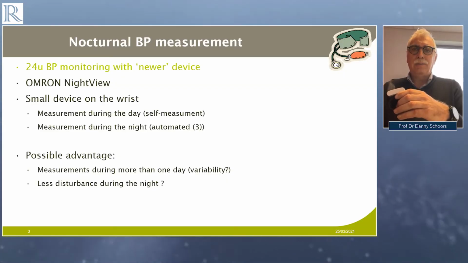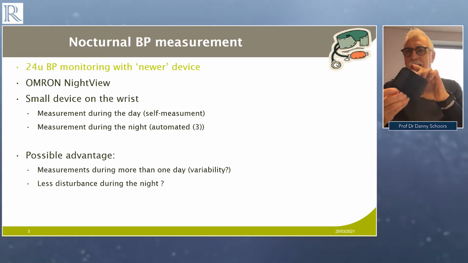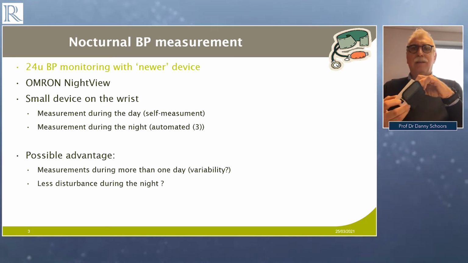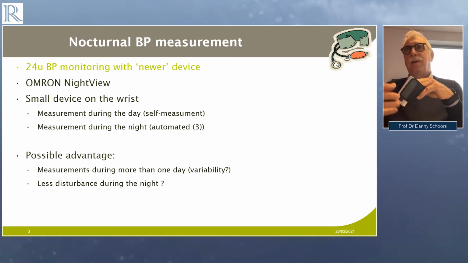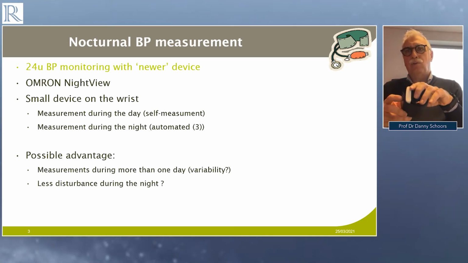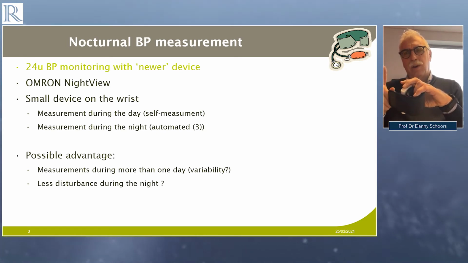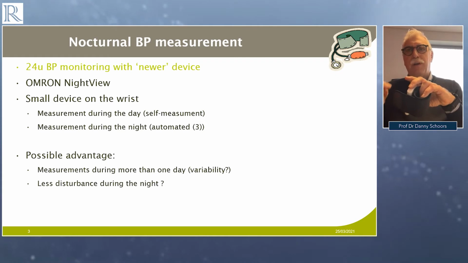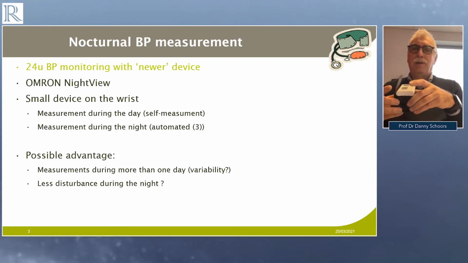During the night, you can push on the night button, and then this device will automatically give you 3 readings. The first reading is 2 hours after you go to sleep, the second at 4 hours, and it gives a third reading 4 hours after you pushed the night button. So you will have 3 automated night readings.